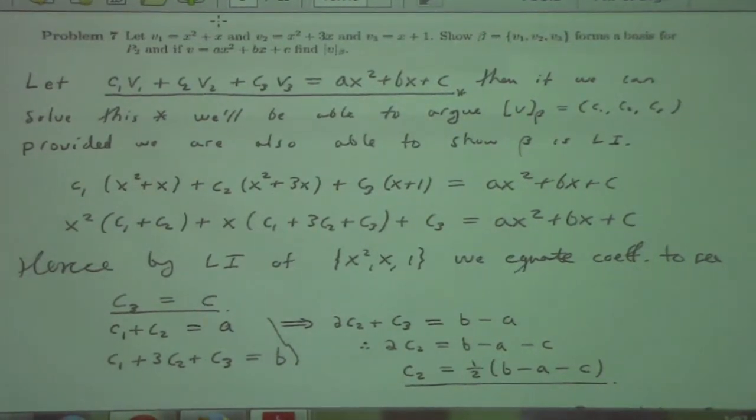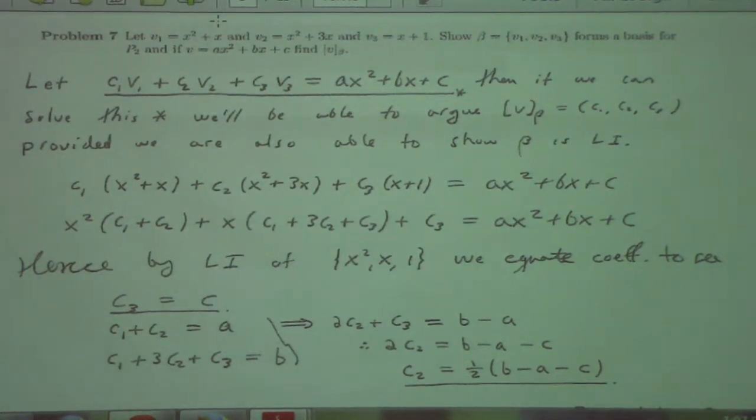Okay, all right, so this one actually does require some actual calculation, right? I've given you an annoying non-standard basis for P2: x squared plus x, x squared plus 3x, and then x plus 1. Now they're linearly independent with that 3 there. So first of all, I asked you to show that beta is a basis for P2, and then define the coordinate vector of an arbitrary thing.